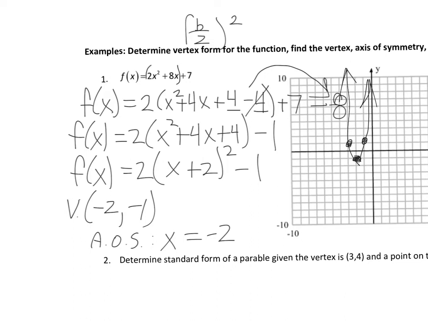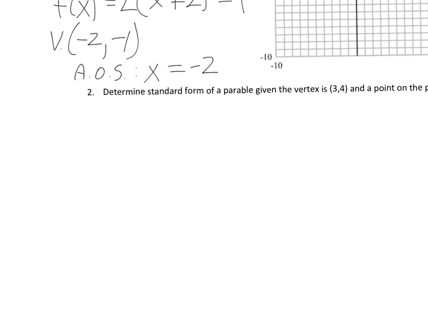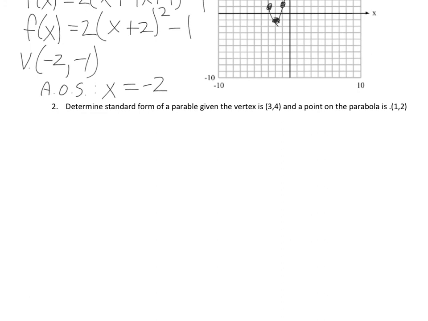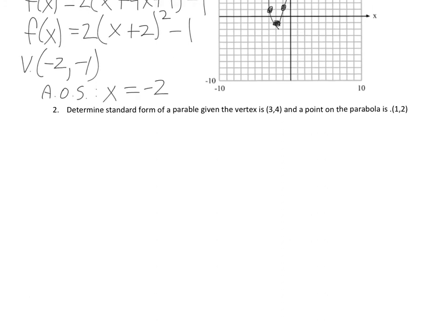Okay, if you're watching this for day 1, you're going to continue on from right here. Number 2, determine the standard form of a parabola, given the vertex is (3, 4), and a point on the parabola is (1, 2). So if we're given the vertex and a point, I think vertex form would be useful for us. It's supposed to have an a out front here.